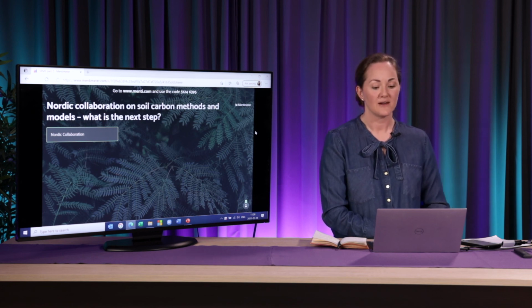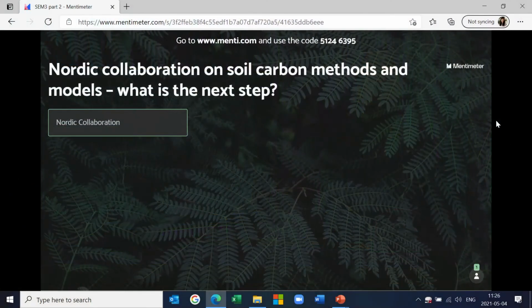So here we have the Menti page. If you would like to share, you're more than welcome. The question is: Nordic collaboration on soil carbon methods and models. What is the next step? We have a few of you sharing some ideas here. Platform for sharing data, definitely something that could be interesting in the Nordic context. Increased Nordic collaboration, I take that first one as.